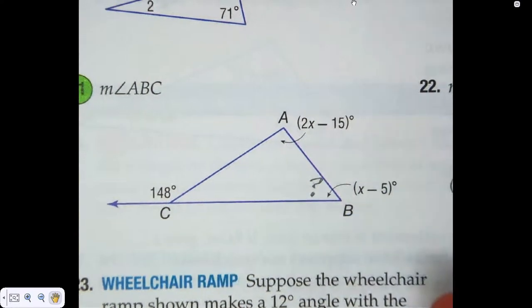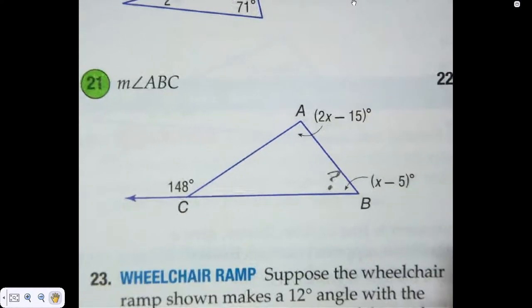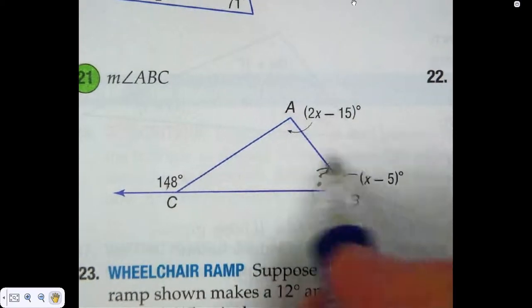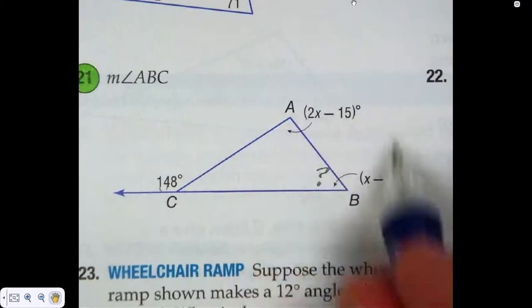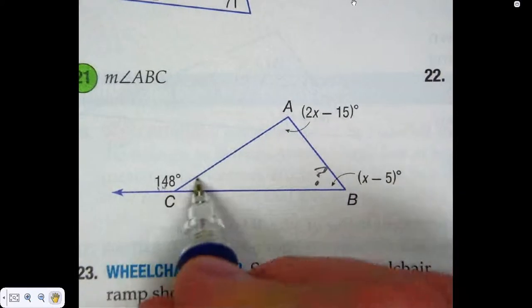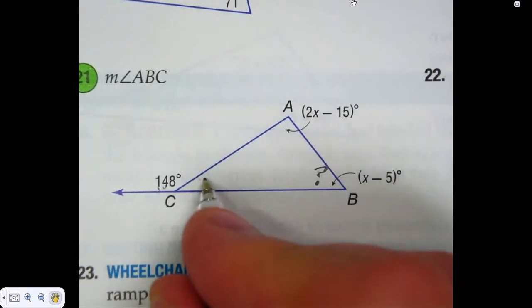You can do however you want. Okay? You got to realize this is an exterior angle and these are its two remote interior angles. This angle will always equal the sum of these two. However, if you want to stay with these three add to 180 and 48, what's this angle?